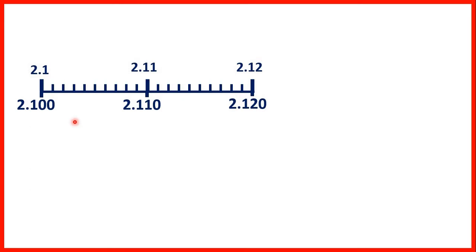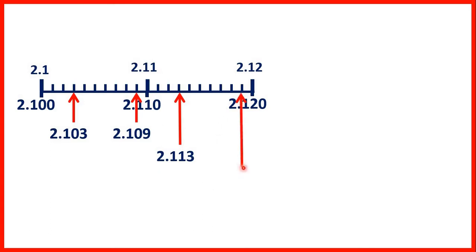So now, if we look at the values that we had to label, here we had 2.103, here 2.109, and if we spot that 2.11 is the same as 2.110, it makes sense that 2.109 is 1,000th less than 2.11. Here we had 2.113, and finally our last value was 2.119.